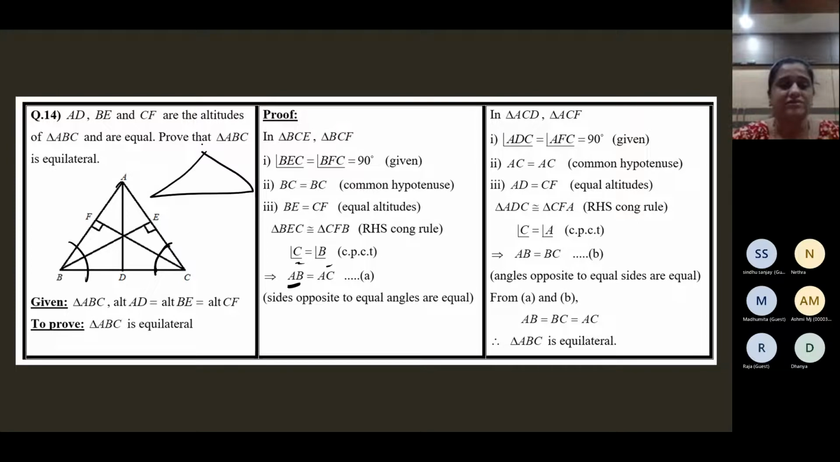In the whole triangle ABC, angle C and angle B, so AB, AC. AB is equal to AC. Sides opposite to equal angles are equal.